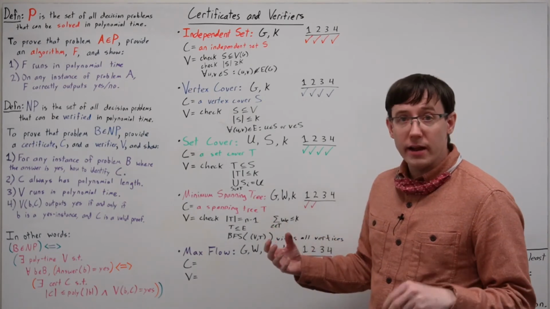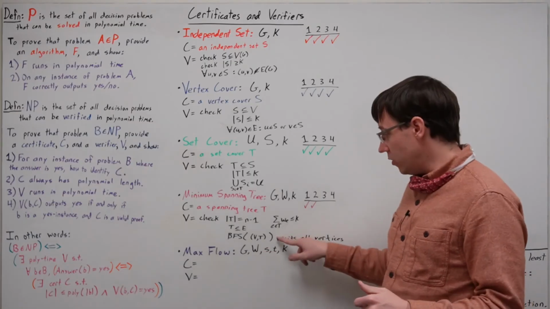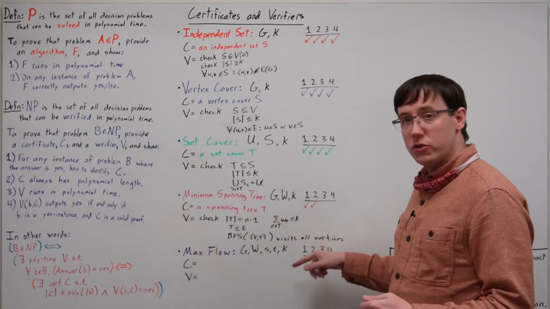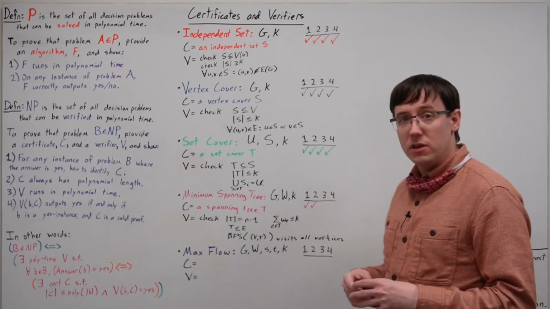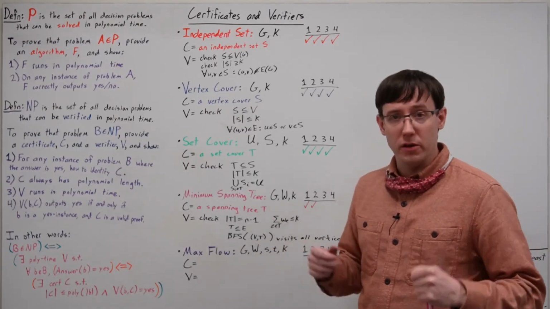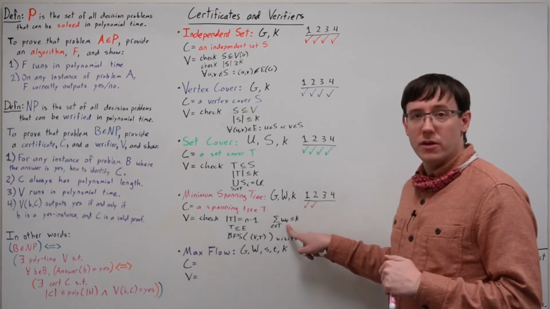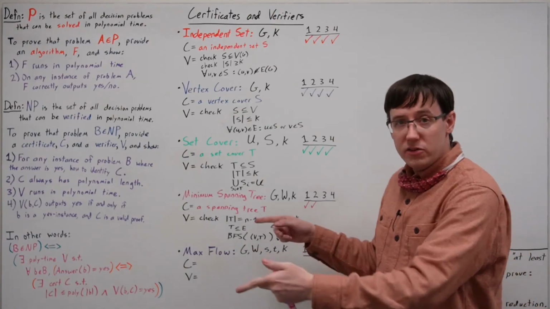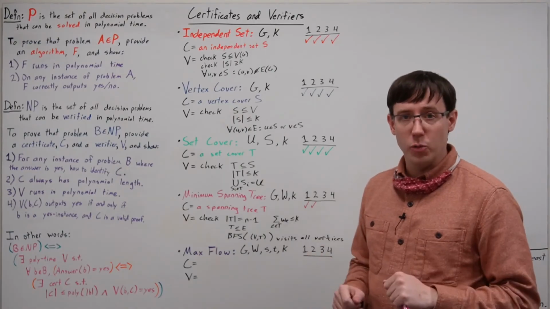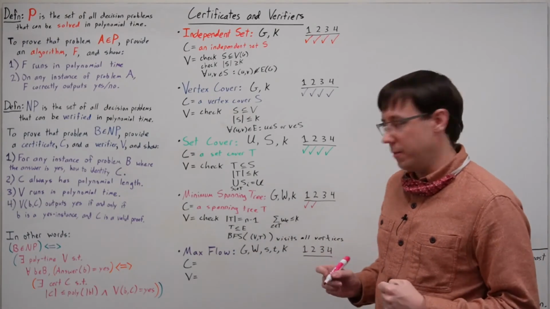Then it has to check that we actually have spanned the graph, which we can do by breadth first search and ensuring that all of the vertices are visited. And we know breadth first search takes polynomial time. And then we have to add up the weight of all of the edges in the set, which is again polynomial. So our verifier overall takes polynomial time.